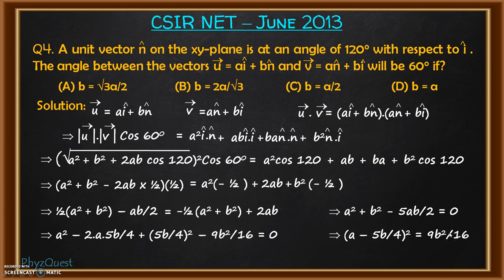a perfect square term. So if you take the square root of both the sides, this will be equal to a minus 5b by 4 is equal to 3b by 4. So a will be equal to 5b by 4 plus 3b by 4, which is 8b by 4, which is a equal to 2b, which implies b equal to a by 2. So now if you look at the options here, you can see option C is matching with the result. So the correct answer is option C.